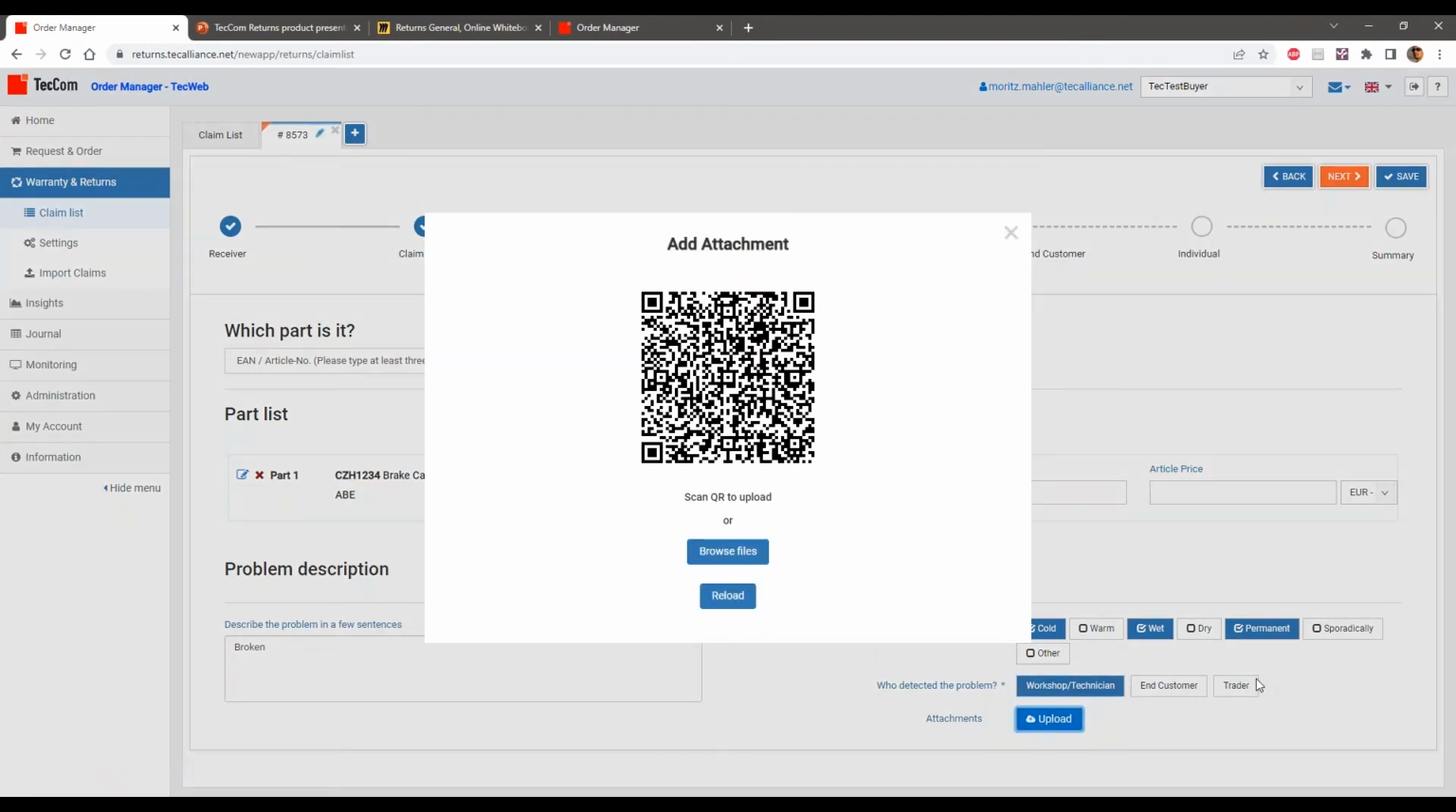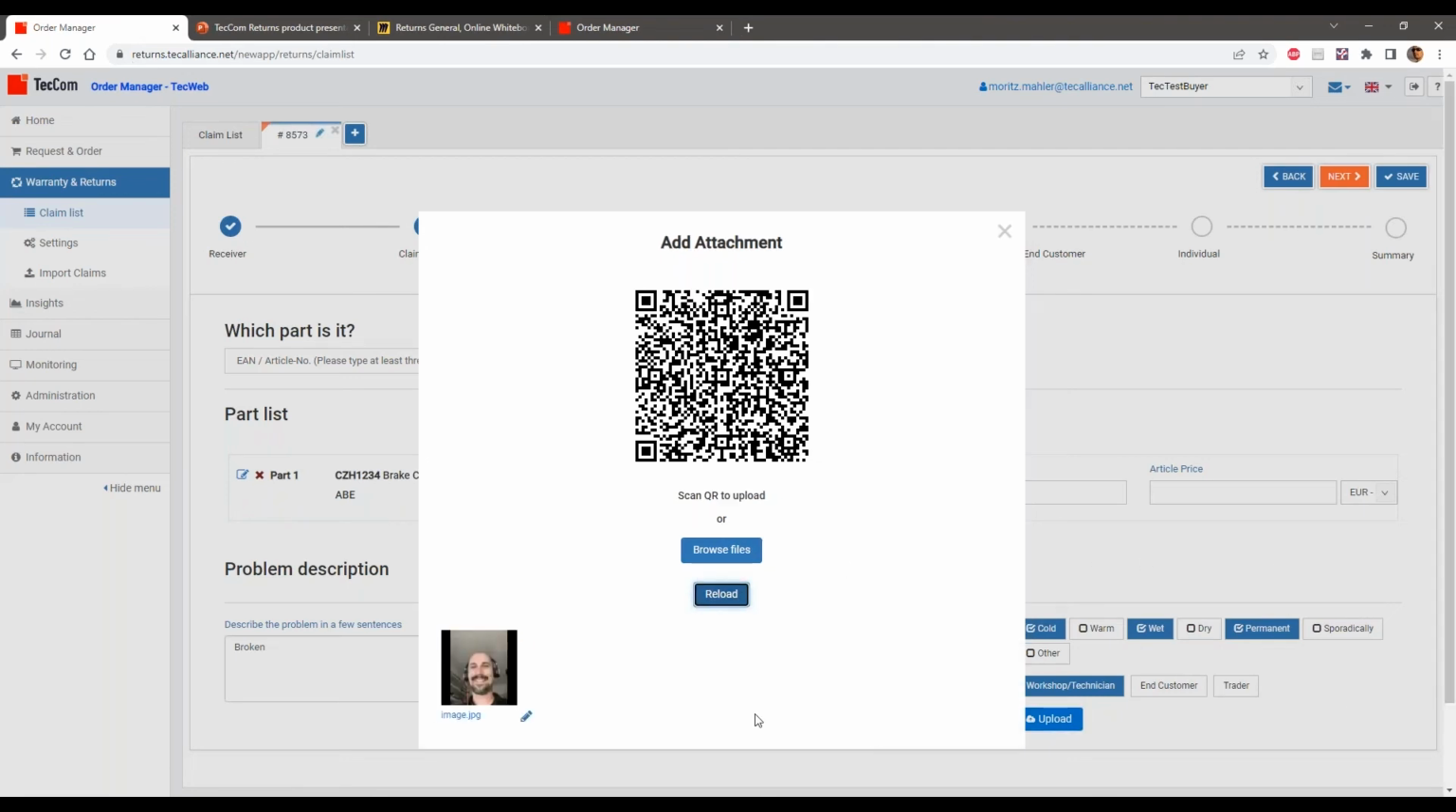As the next part, I will upload some pictures. How do I upload pictures? I just take my smartphone, point to this QR code, open a page, take a photo, and I will make a picture of me. So I use this photo and I reload it. So this is me here in my home office.